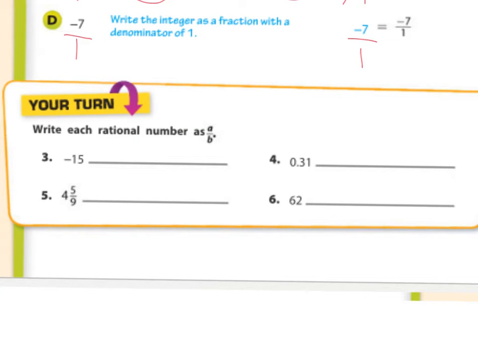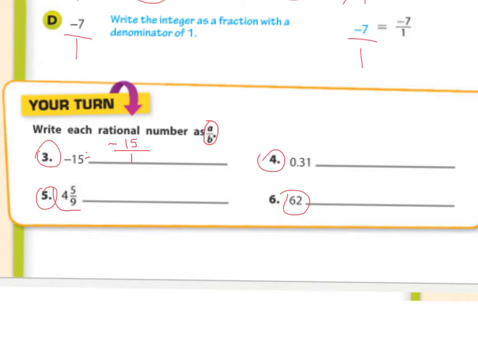What I want you to do now is write down numbers 3, 4, 5, and 6 in your notes. And let's change these. You'll write -15 equals, and then let's just change them to a fraction. That's what that's saying. So that would be -15 over 1. Remember, it's just a whole number, except it's negative. And to change it to a fraction, you just put a 1 in the denominator.